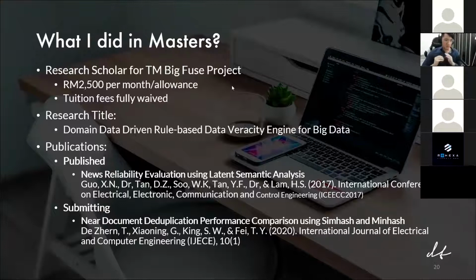The title of my research was Domain Data-Driven Rule-Based Data Recipe Engine for Big Data. A very mouthful, but in layman terms, it's a data cleaning engine. It's an engine that takes in dirty data and turns them into clean data using machine learning and NLP techniques.